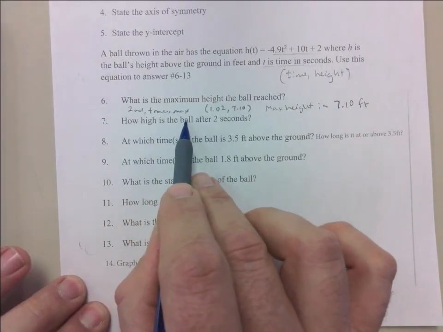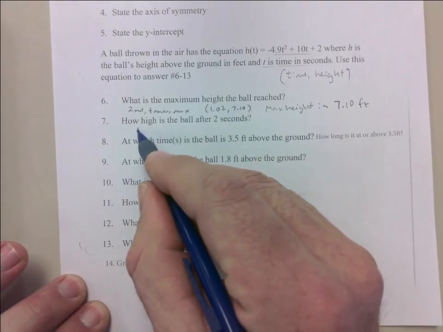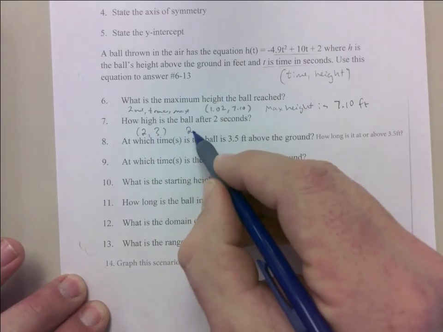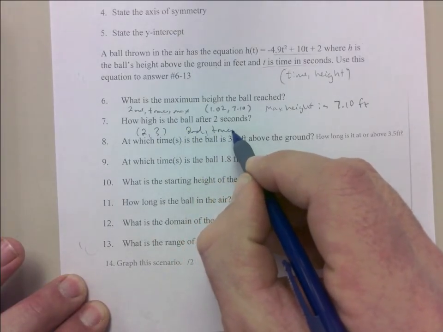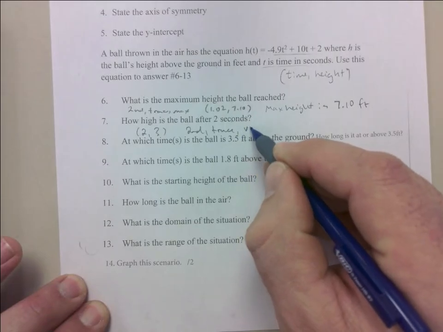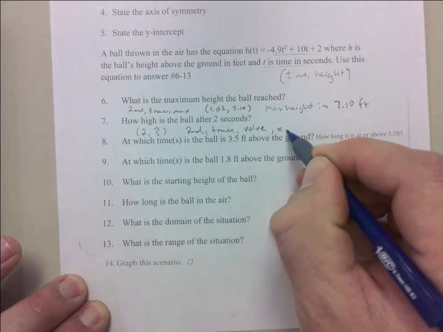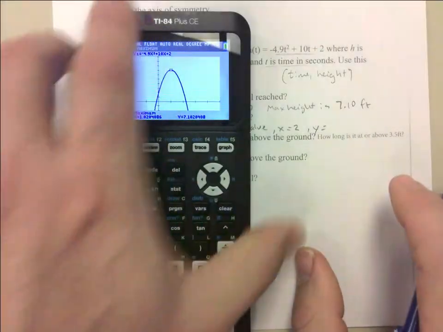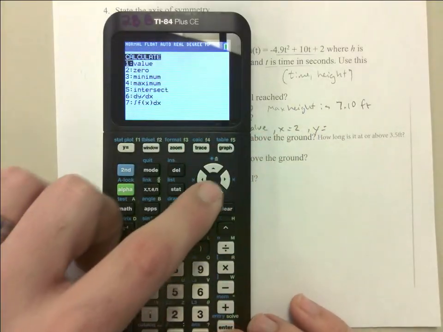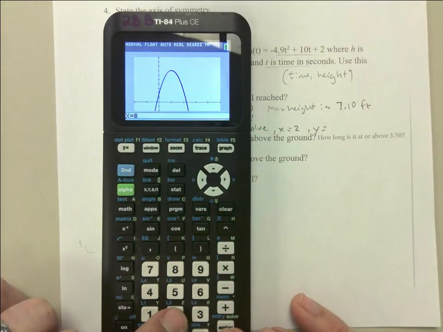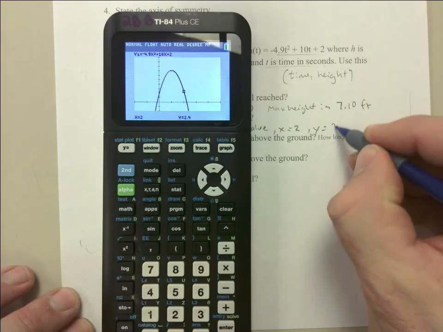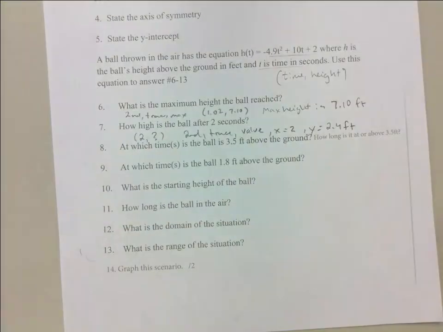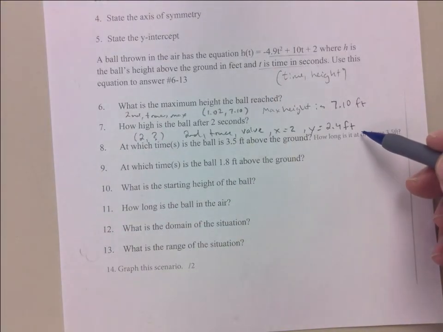Next, how high is the ball after 2 seconds? So it's basically saying, if time is 2, what is y? We're going to go second trace, value. We let x equal 2, and we're going to figure out the y. Second trace value, it's the very first option. X is equal to 2, y is equal to 2.4, and we have feet for the height. So it's 2.4 feet above ground.